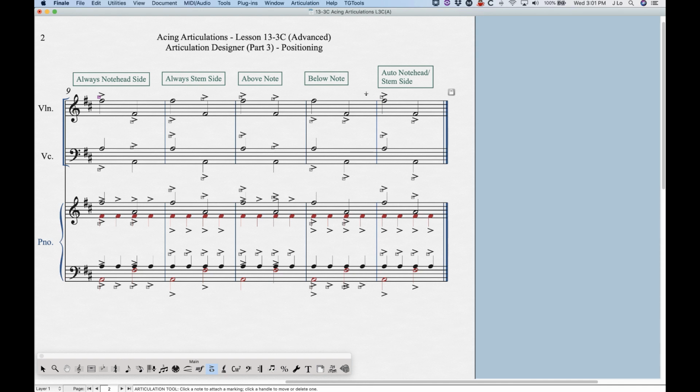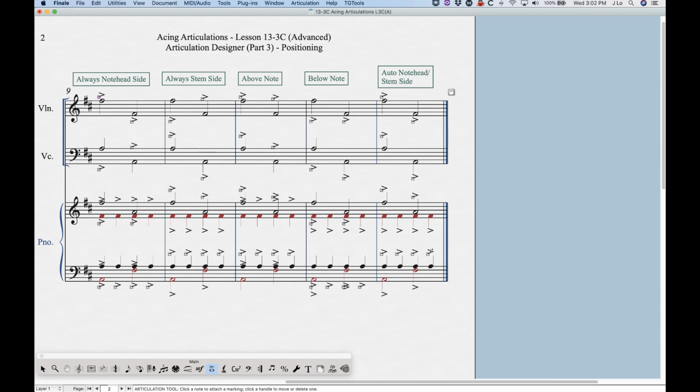So obviously these first 4 are not going to be your ideal choices for the accent necessarily, but there are other uses for these 4 settings, just not the accent. The auto note head stem side is generally what you're going to want to use for an accent and for a lot of the other articulations that you would use. And so what auto note head stem side means is that it will put the accent or whatever articulation note head first, unless the stem gets flipped for any reason. So in the case of the cello part here, I flipped it manually, and so the accent goes to the stem side as opposed to the note head side, right?